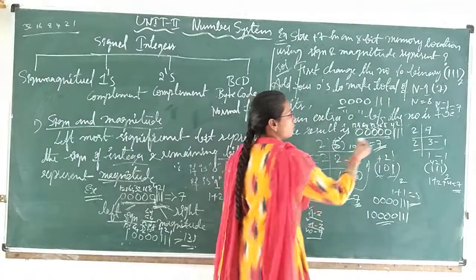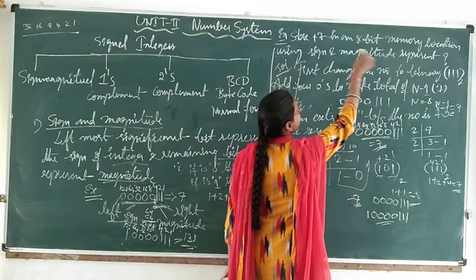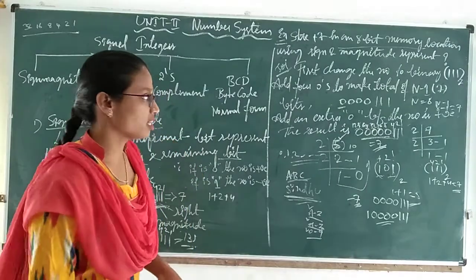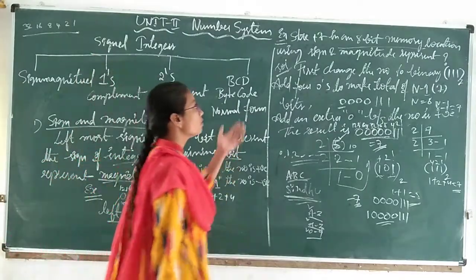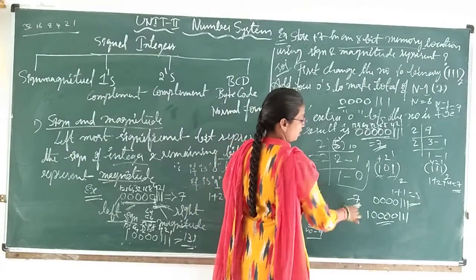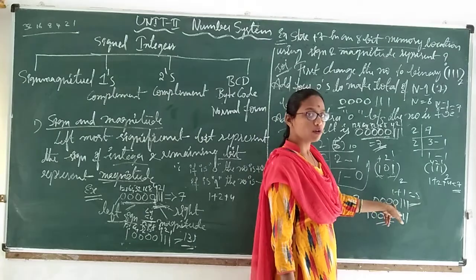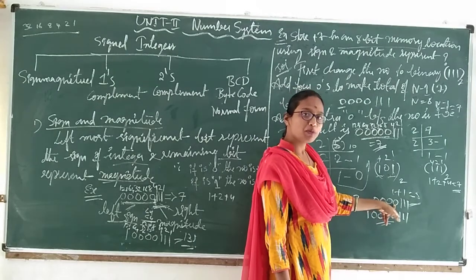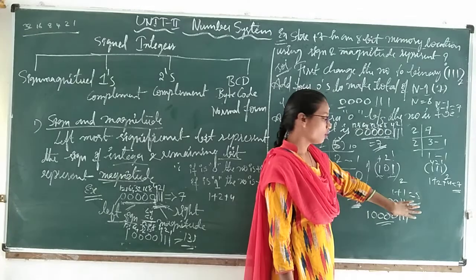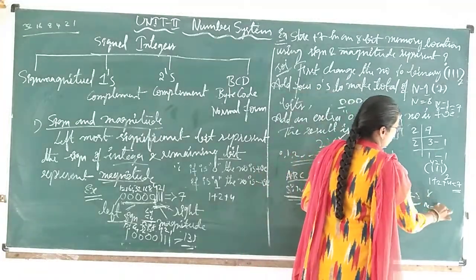Then you have to count 1 2 3 4 5 6 7 8. 8-bit memory location, 8-bit representation. In place of -7, then you have to add, here is the -7. 1 2 3 4, 4 zeros, you are adding in an 8-bit memory representation. 4 zeros, 1 2 3. 4 plus 3 is 7. 8-bit memory location, n minus 1.